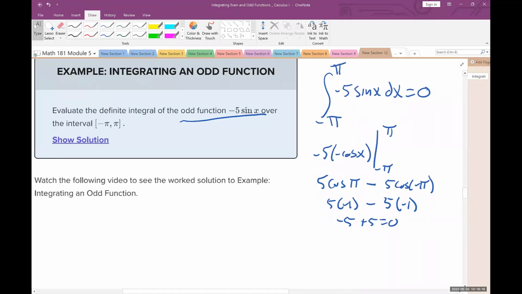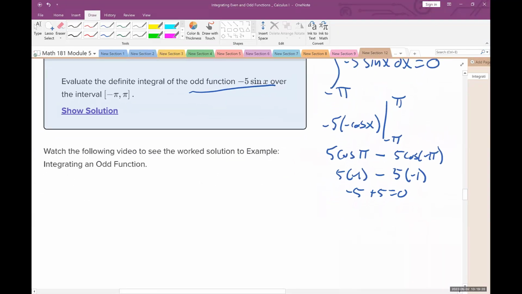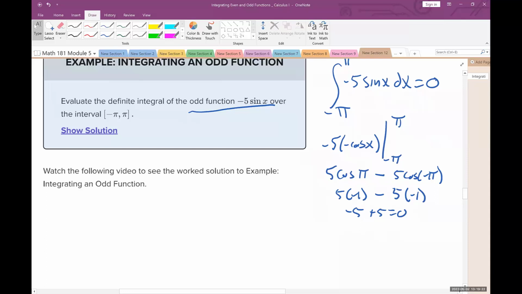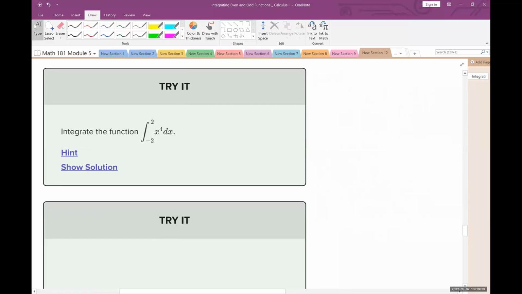Okay. Let's try another problem then. We're ready to go on. Okay, a couple more here on this one. How would you do this one? Integral from -2 to 2 of x to the 4th. Would you think of that as an even or odd function or neither?